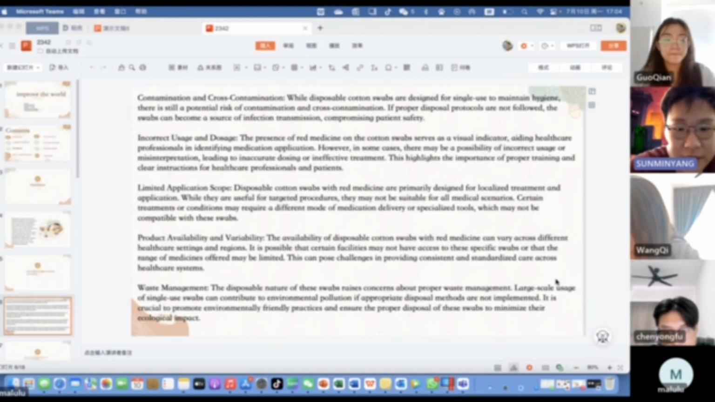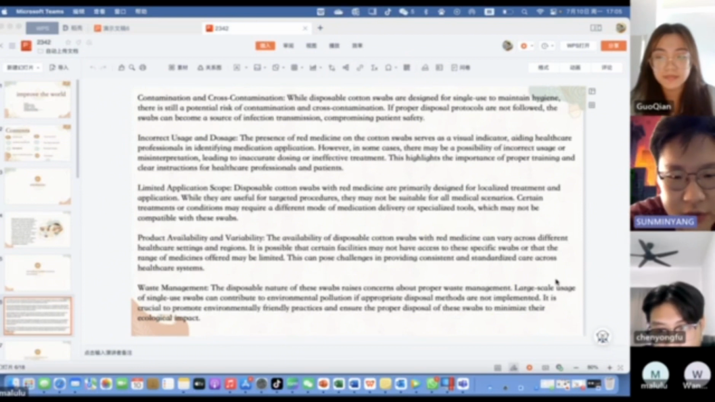The presence of red medicine on the cotton swab serves as a visual indicator, assisting healthcare professionals in identifying medication application. However, in some cases, there may be possibilities of incorrect usage or misinterpretation, leading to incorrect dosing or ineffective treatment. That highlights the importance of proper training and clear instructions for healthcare professionals and patients.